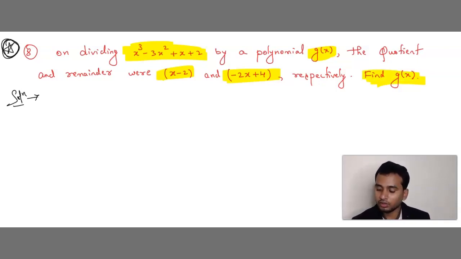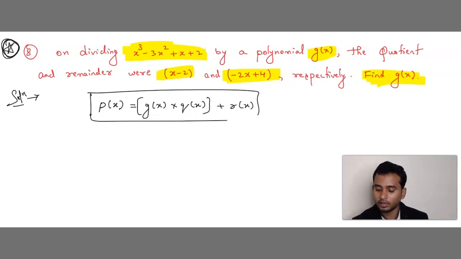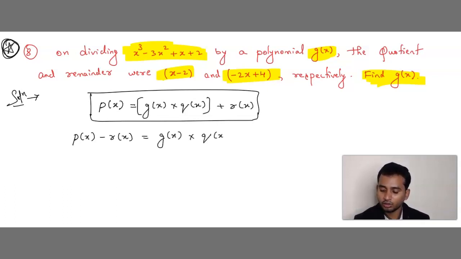So first we know that if you want to find g of x, we want the formula, right? To bring that formula, we do one thing. First we write this formula, that is p of x is equals to g of x into q of x plus r of x, right? This is the Euclid lemma, division lemma for polynomials, right? I want g of x. So keep g of x as it is. Now we can see here r of x comes to this side, it becomes minus r of x. That is equals to g of x into q of x.